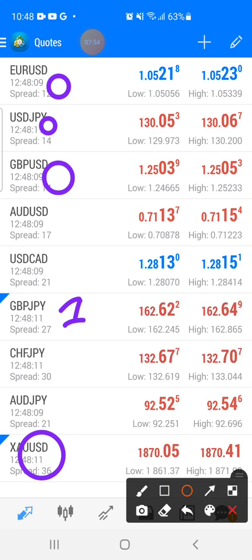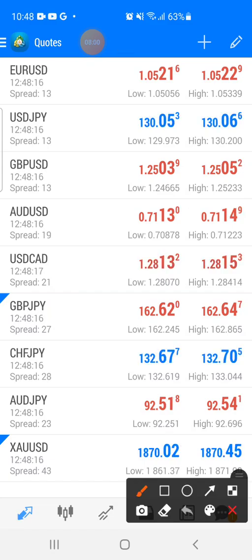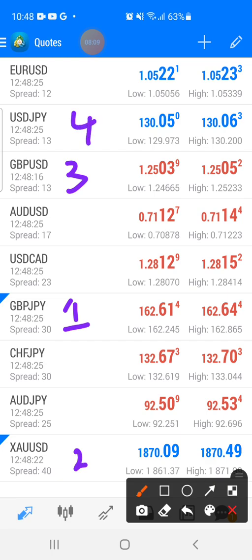So if I should mark it serially, I'm going to have this as my number one, gold my number two, number three, four, five, I think I trade this one, six. So virtually these are the basic currency pairs I trade.